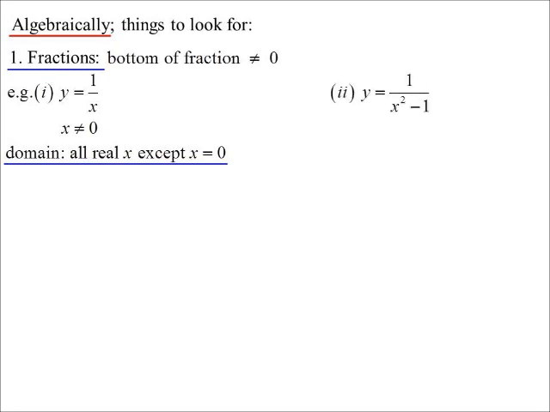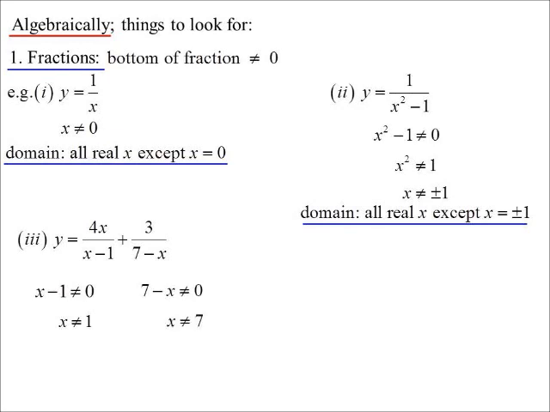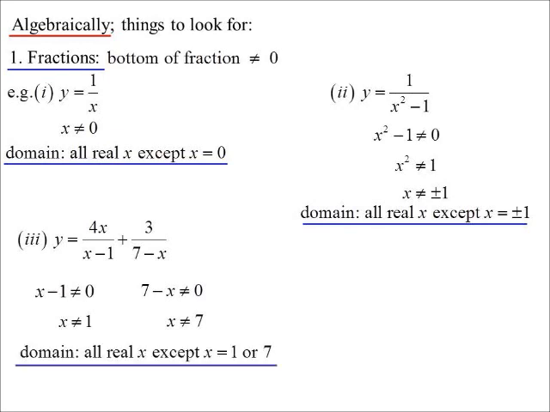X squared minus 1 on the bottom. Well, that means x squared minus 1 can't equal 0, so x couldn't be plus or minus 1. So we'd have all real x except x is plus or minus 1. Might have two fractions. Well, the rule's the same for both fractions, so x minus 1 can't equal 0, so x can't equal 1, but also 7 minus x can't equal 0. So x can't equal 7. So all real x except x is 1 or 7.